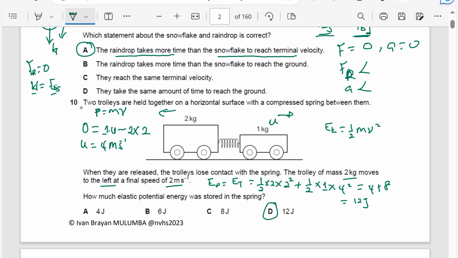Of course, the energy stored in the spring is what becomes the kinetic energy of the 2 trolleys. That's why I got their total kinetic energy when they are moving apart to be the same as the elastic potential energy, by conservation of energy. So the answer is going to be D.